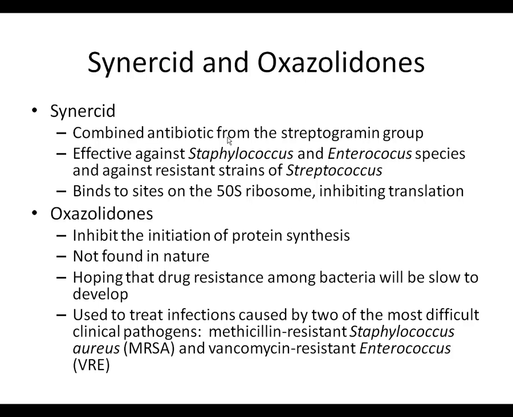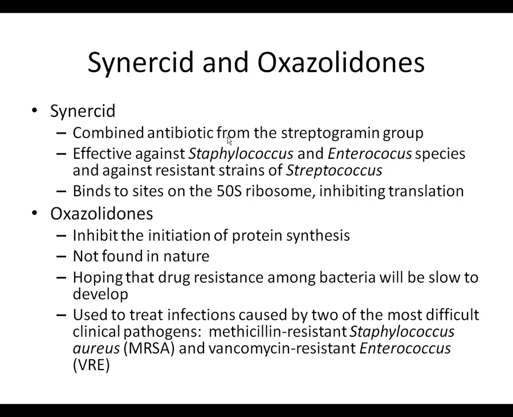Synercid and oxazolidinones, these are also protein synthesis inhibitors. These are going to be effective against Staphylococcus, Enterococcus, and some very resistant strains of Streptococcus, like some of the streps that can cause strep throat or necrotizing fasciitis. What it does is bind to the 50S ribosome, and then it inhibits translation from that point. If it's binding to that 50S ribosome, it is inhibiting the ability of the ribosome to read the mRNA, and translation stops.